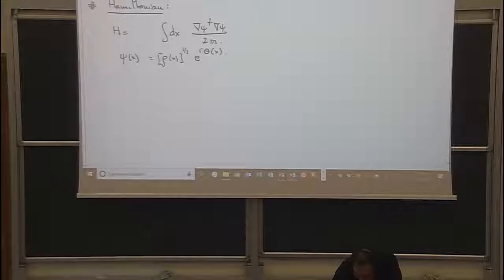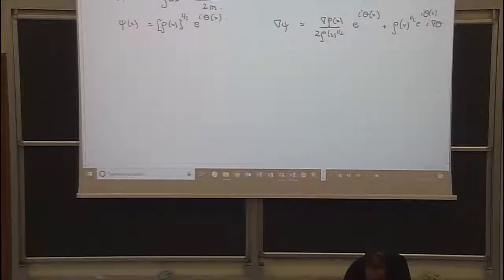If I take the gradient of psi, this is the gradient of rho 0 to the 1/2. So this is 1 over rho of x to the 1/2. There is probably a 2. There is a grad rho of x. There is an exponential of i theta of x. And then I get plus rho of x to the 1/2, I get exponential of i theta of x, and I get i grad theta.